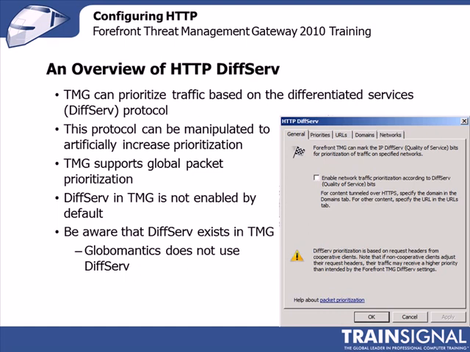Remember that DiffServ prioritization is based on request headers from clients that are cooperating. If there are non-cooperative clients that adjust their headers, their traffic may receive a higher priority than intended. Again, just like you have the case where malfeasance can modify user agent strings to get around your priorities, those that want a higher quality of service for their traffic could do something similar with DiffServ. I'm going to go over to the Threat Management Gateway system and show you where you configure DiffServ, although again, GlobalMantics does not use this service.